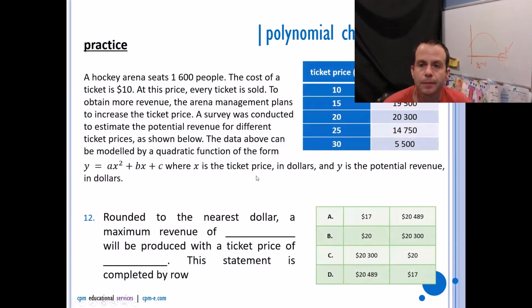All right. A hockey arena seats 1,600 people. The cost of a ticket is $10. At this price, every ticket is sold. To obtain more revenue, the arena management plans to increase the ticket price. A survey was conducted to estimate the potential revenue for different ticket prices as shown below. The data can be modeled by a quadratic function of the form y equals ax squared plus bx plus c, where x is the ticket price in dollars and y is the potential revenue. So I need to do another regression.